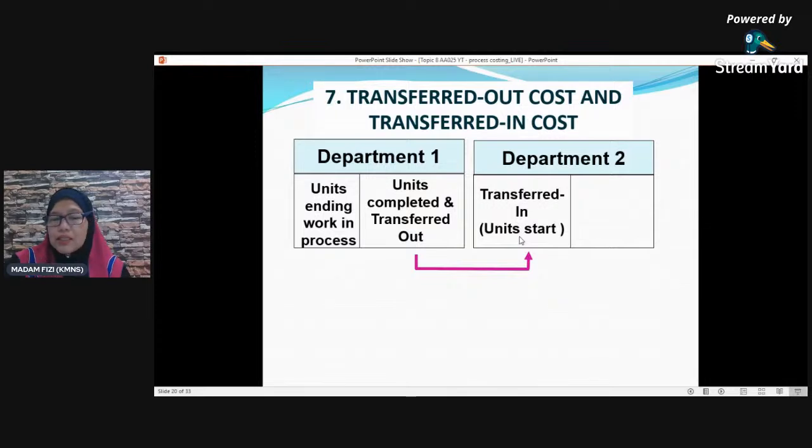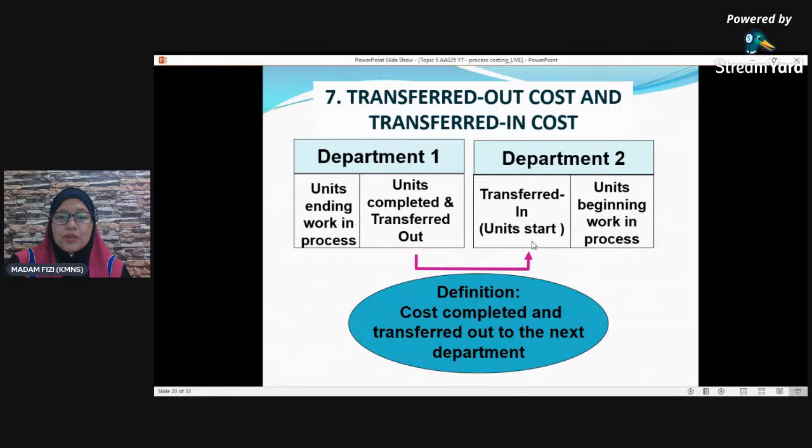Kita tak panggil dia unit start lagi. Ya? Tapi dia tu adalah unit start in department 2. But we call it transferred in cost ke ataupun transferred in unit. Okay. Okay. So, that's mean by transferred out cost and transferred in. Okay. So, what is the definition? The cost completed and transferred out to the next department. Itu adalah transferred out. Okay.